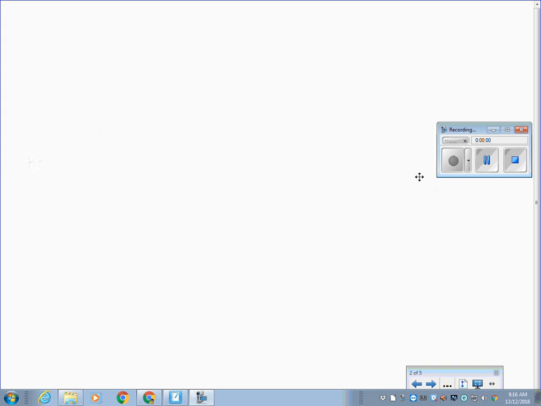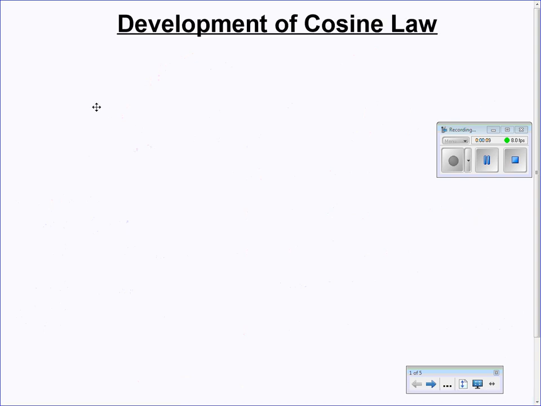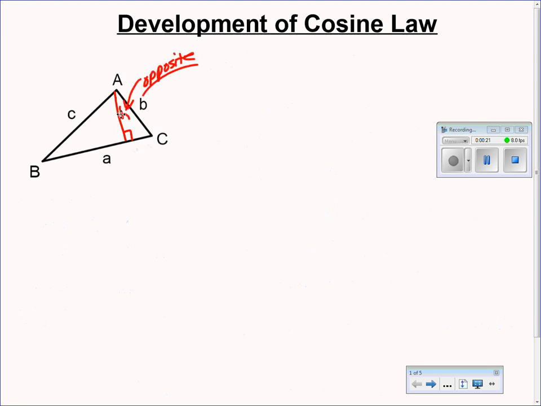We'll be working on the development of the cosine law. Now, suppose we have a triangle ABC. If we drop an altitude from A to side BC and label it H, it's going to be the opposite for the angle B in this triangle, let's call it T1, and this triangle, T2, for C.